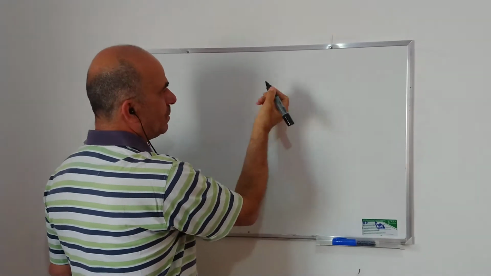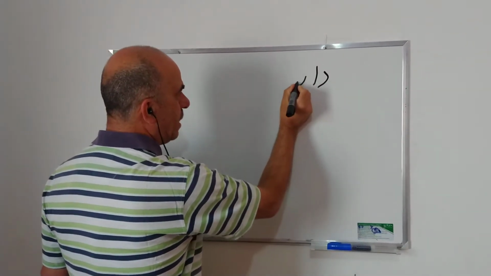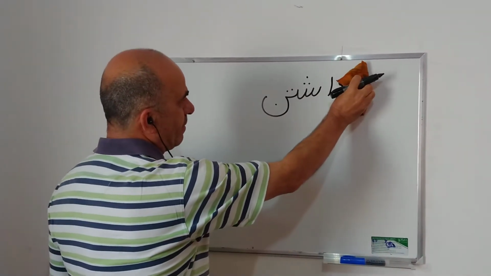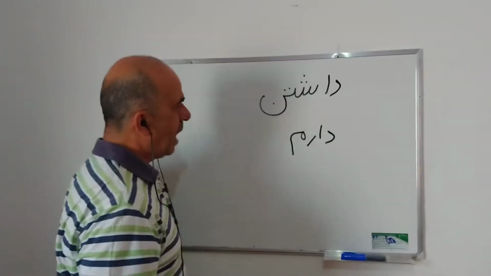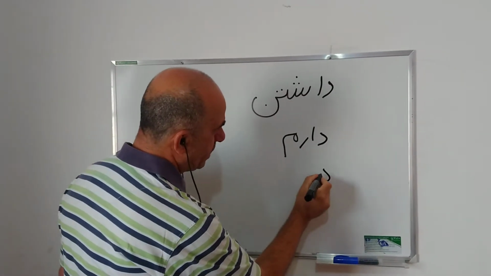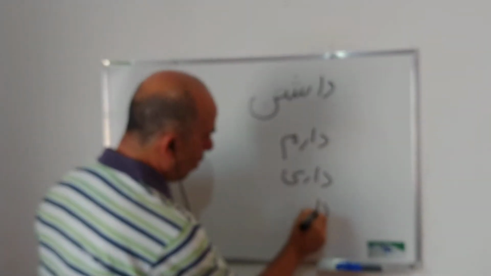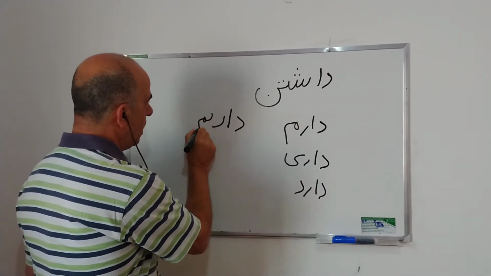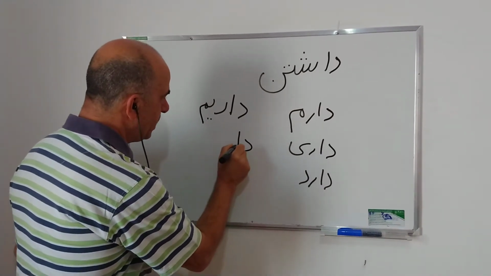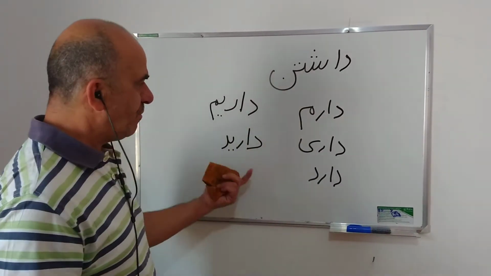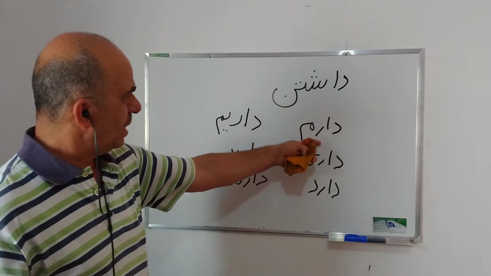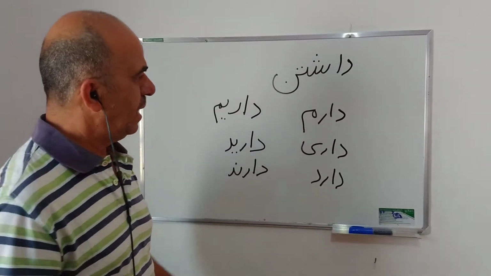As I said before, the verb to have is داشتن. But the present is دارم. I have, and then داری, you have, دارد, he or she has, داریم, we have, دارید, you have plural, دارند, they have. So داشتن becomes دارم, داری, دارد.